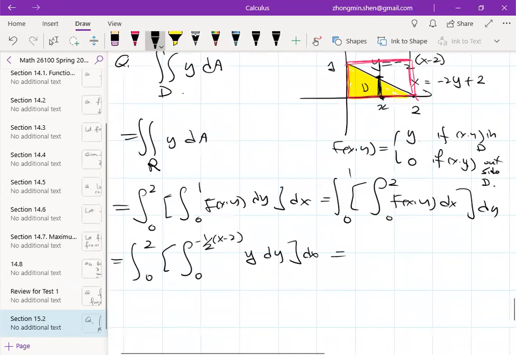Or, from here, then you use the horizontal lines. If you use horizontal lines for a fixed y, for which x it's still inside the domain? x from 0 to the other one, which is negative 2y plus 2. Here's the y, here's dx, and then dy. Okay.